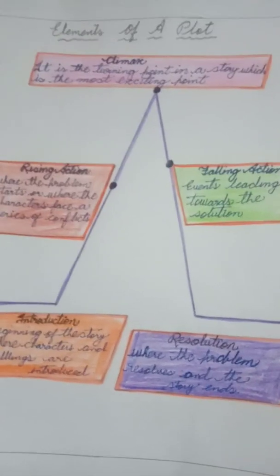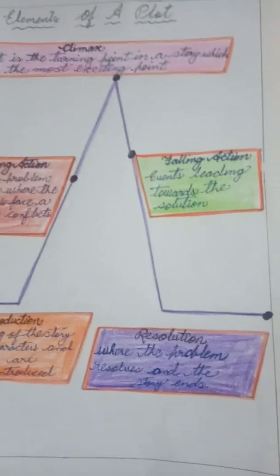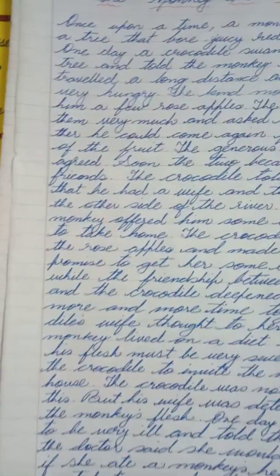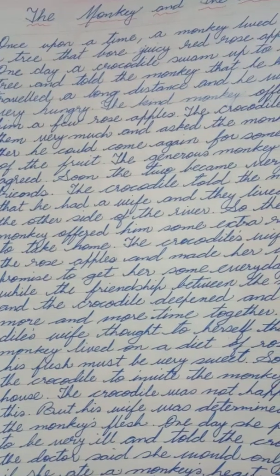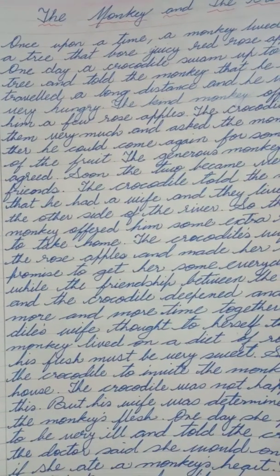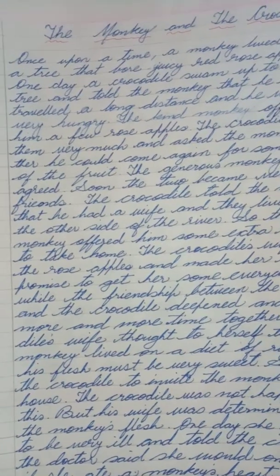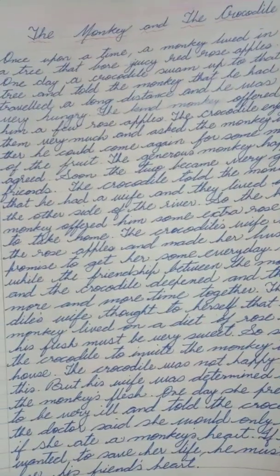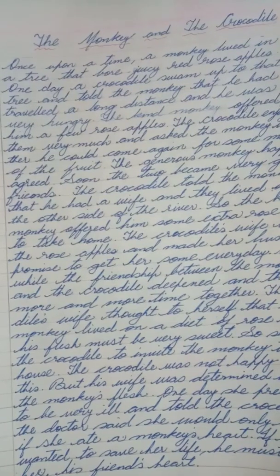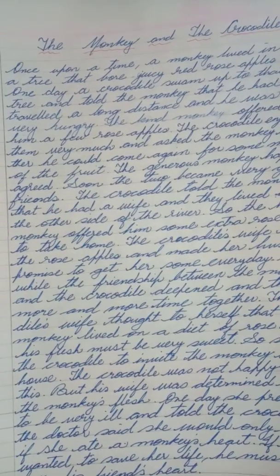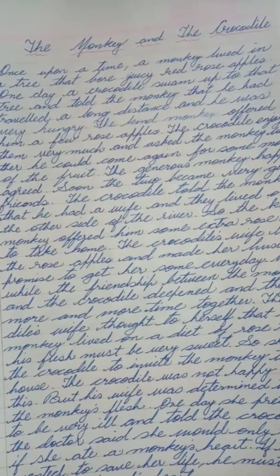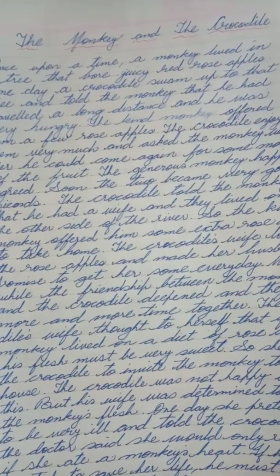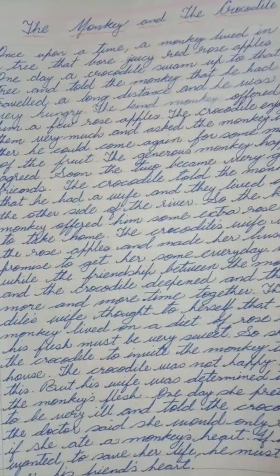Now, if we talk about the story of the monkey and the crocodile, the characters were monkey, crocodile, and crocodile's wife. Now, where did the story take place? The story took place on a rose apple tree near a river. The monkey lived on an apple tree and the crocodile lived on the other side of the river.